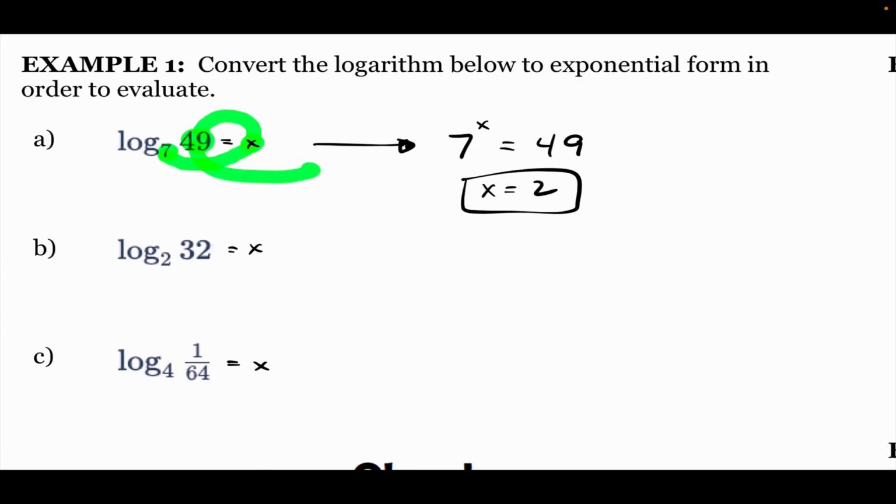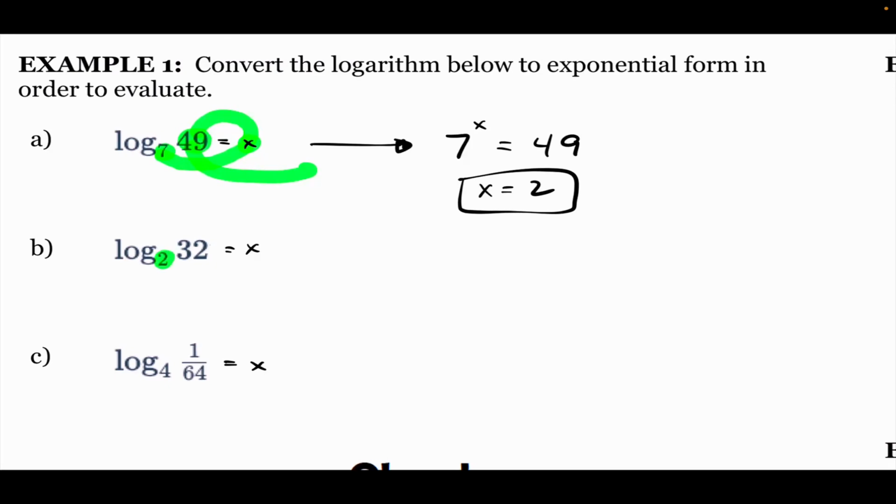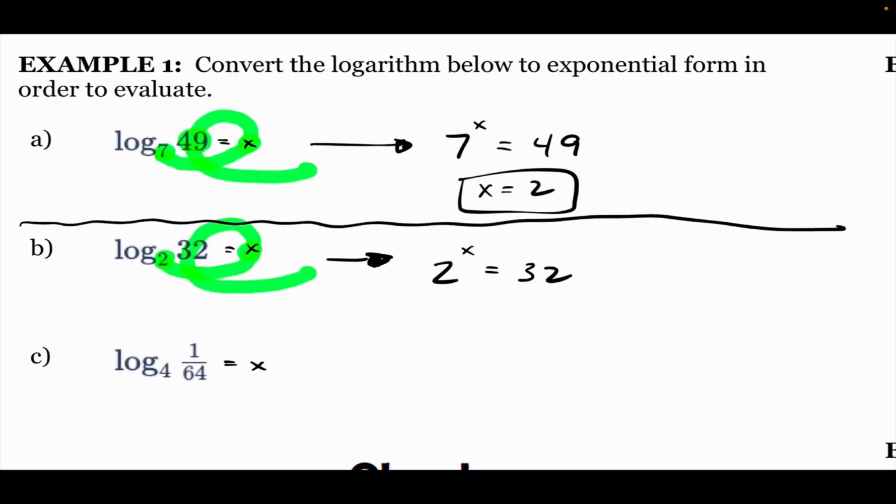Next one. It's a log, so I'm going to use the loop trick to change it. So we have 2 to some power equals 32. Well, 2 to the second power makes 4. No. 2 to the third power makes 8. No. 2 to the fourth power makes 16. Almost there. 2 to the fifth power makes 32. So the missing power is 5.